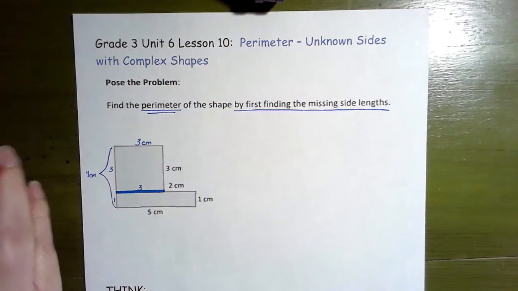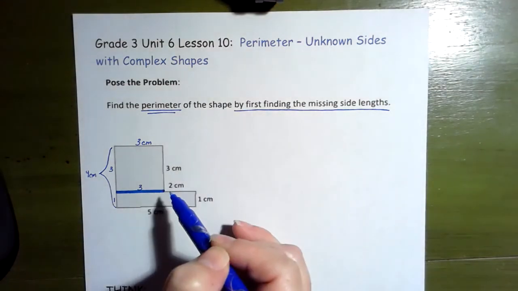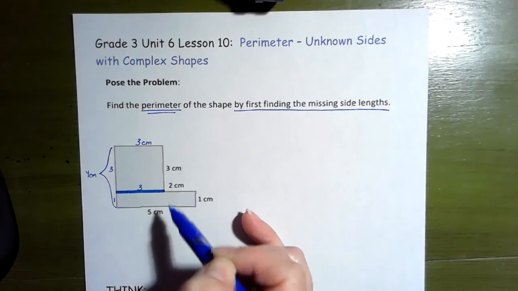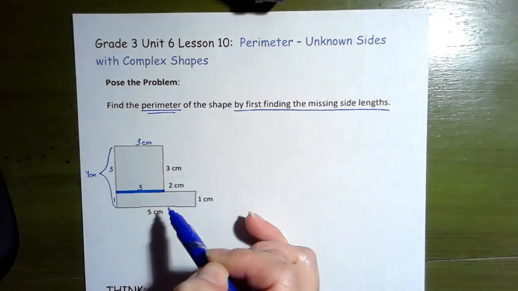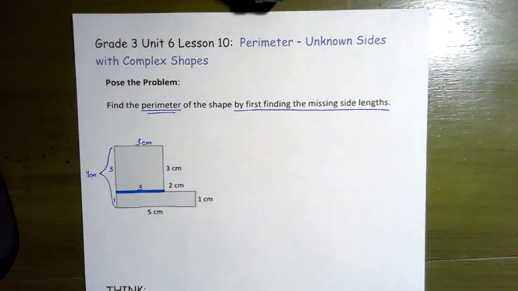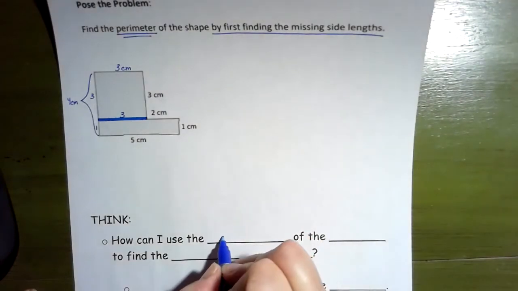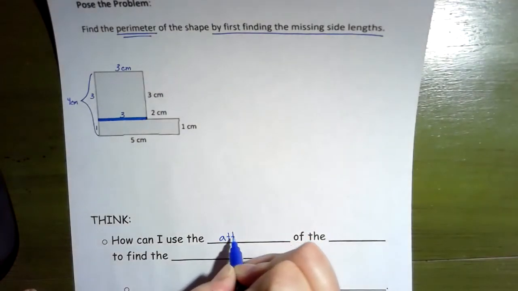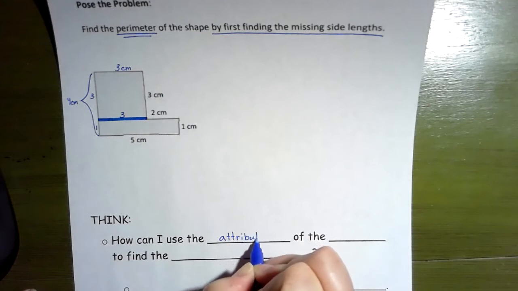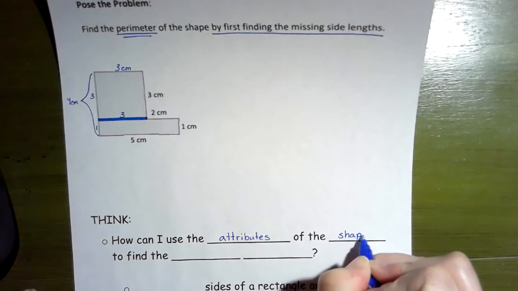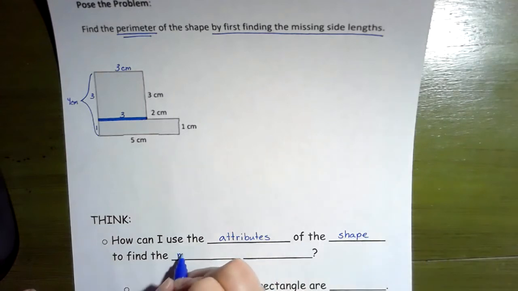Smart. We can use the sides that are known and think, how can I use the attributes of shapes to find the missing sides? Let's write that down. How can I use the attributes or the characteristics of the shape to find the missing side lengths or the missing sides?